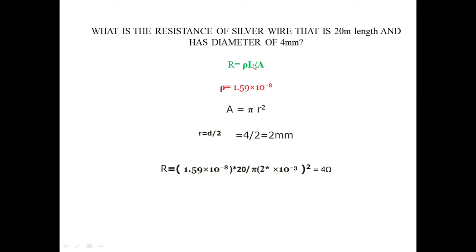So from our rule here, the resistance is equal to rho times L divided by the cross-sectional area. So rho is equal to 1.59 times 10 to the minus 8, times 20, divided by pi multiplied by 2 times 10 to the minus 3 squared. From our calculator, the answer is equal to 4 ohm.